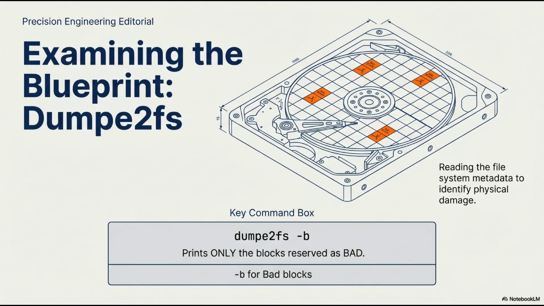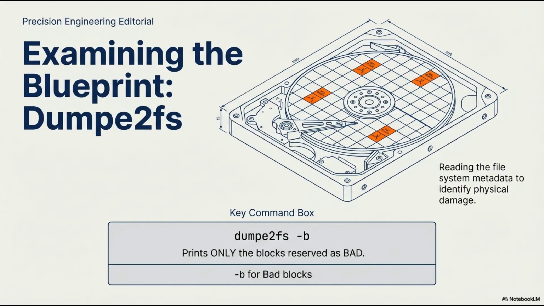Bad as in corrupted. Bad as in physically damaged. If the hard drive controller realizes a sector on the disk can no longer reliably hold a charge, it marks it as bad. So the file system knows to stay away from it. Exactly. It stops trying to save data there. So if you run dumpe2fs -b and you see a list of numbers, you should probably go buy a new hard drive. It means the physical media is starting to degrade.